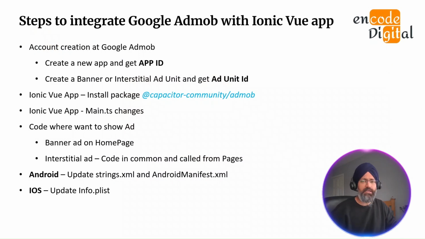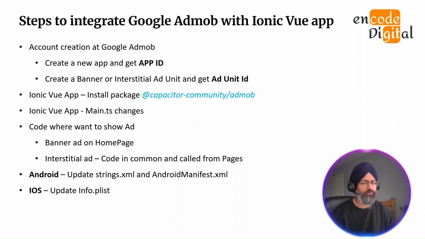So the things which we will cover today are these steps. The first thing is you need to have a Google AdMob account. It's free. If you haven't got one already, create it. We will look into how you can register your new app and then how we can get the ad unit IDs. We'll look into how we're going to integrate with our Ionic Vue app. We will be installing this package, which is Capacitor community AdMob. And then I will quickly show you from the code base what exactly you need to do. So let's look into that.